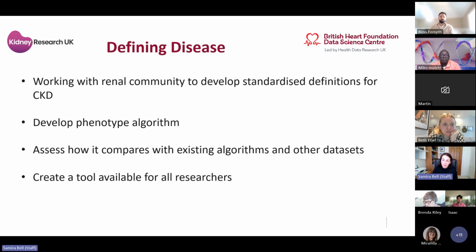So what we're doing is working with the BHF to develop a phenotype that's approved by the community. So what I mean by phenotype is a set of codes that will define chronic kidney disease in these patients. And then this will allow researchers to use this tool when they do their own data research and enable comparison and high quality research in chronic kidney disease.